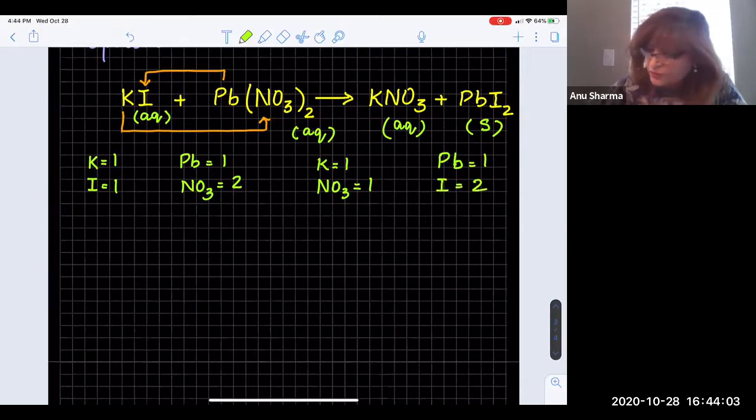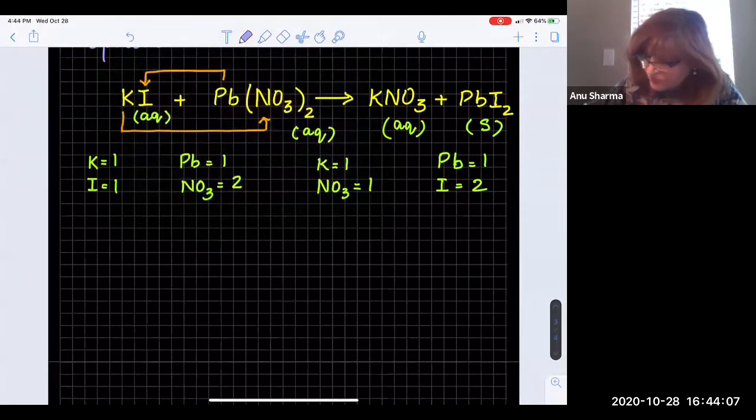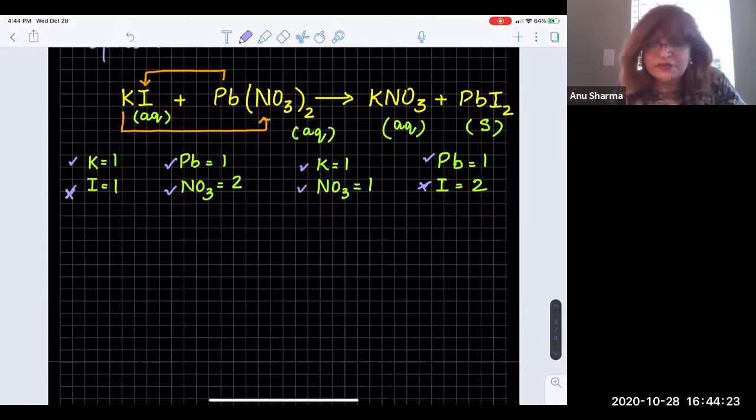So let us look at what is balanced and what is not. So we see that the potassium is 1 and potassium is 1. Okay, and then we see iodine is 1 here, but iodine is 2 here. So clearly iodine is not balanced. All right, then we have lead as 1 here. We have lead as 1 here. Lead is balanced, but nitrate is 2 here and nitrate is 1 here. So that's also not balanced. So nitrates are not balanced and iodides are not balanced. So what are you going to do? You're going to balance the iodine.